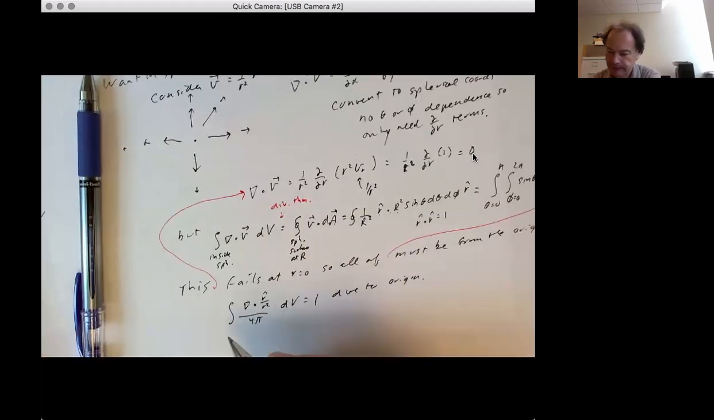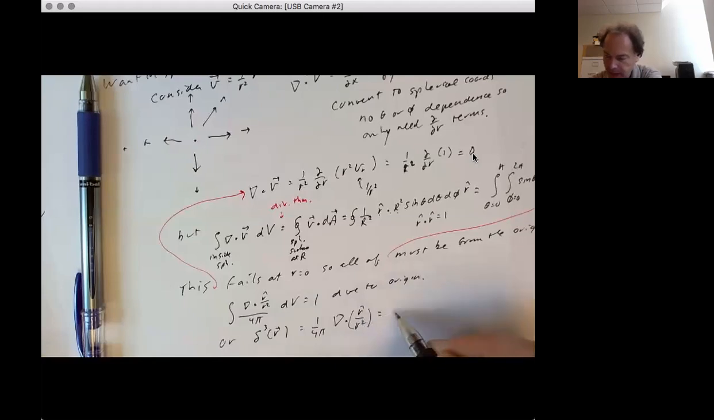Or delta cubed of r in spherical coordinates is equal to 1 over 4 pi del dot r hat over r squared, which is equal to minus 1 over 4 pi Laplacian of 1 over r, since the gradient of 1 over r is equal to minus r hat over r squared.